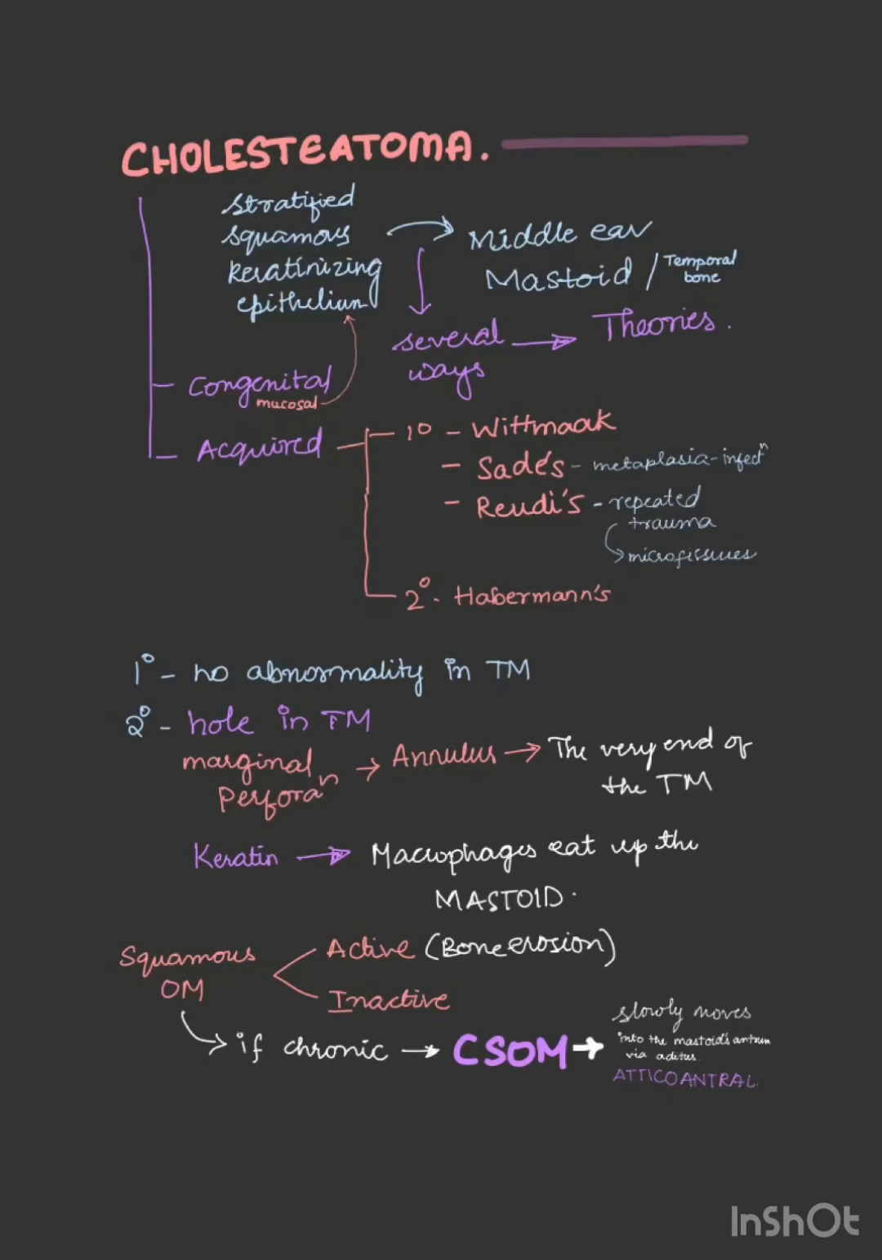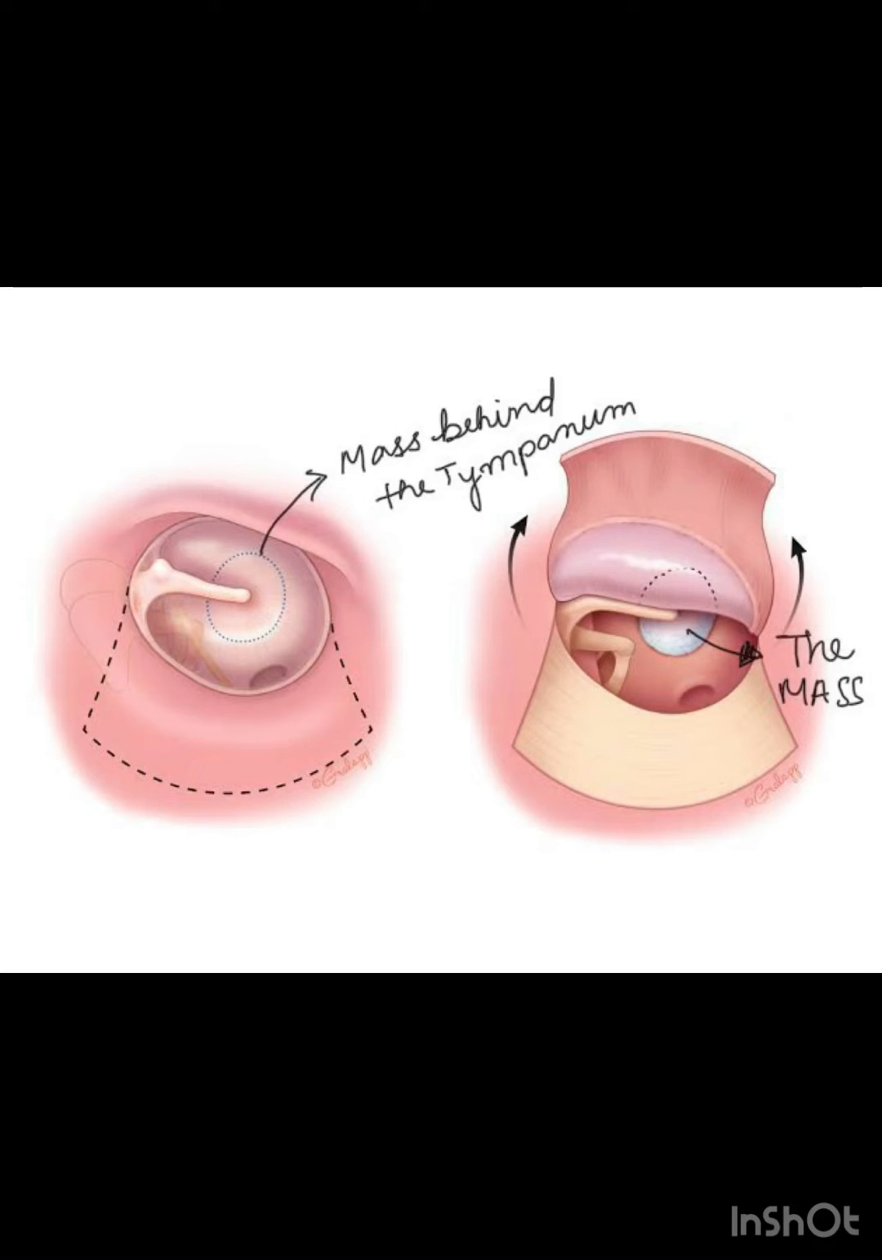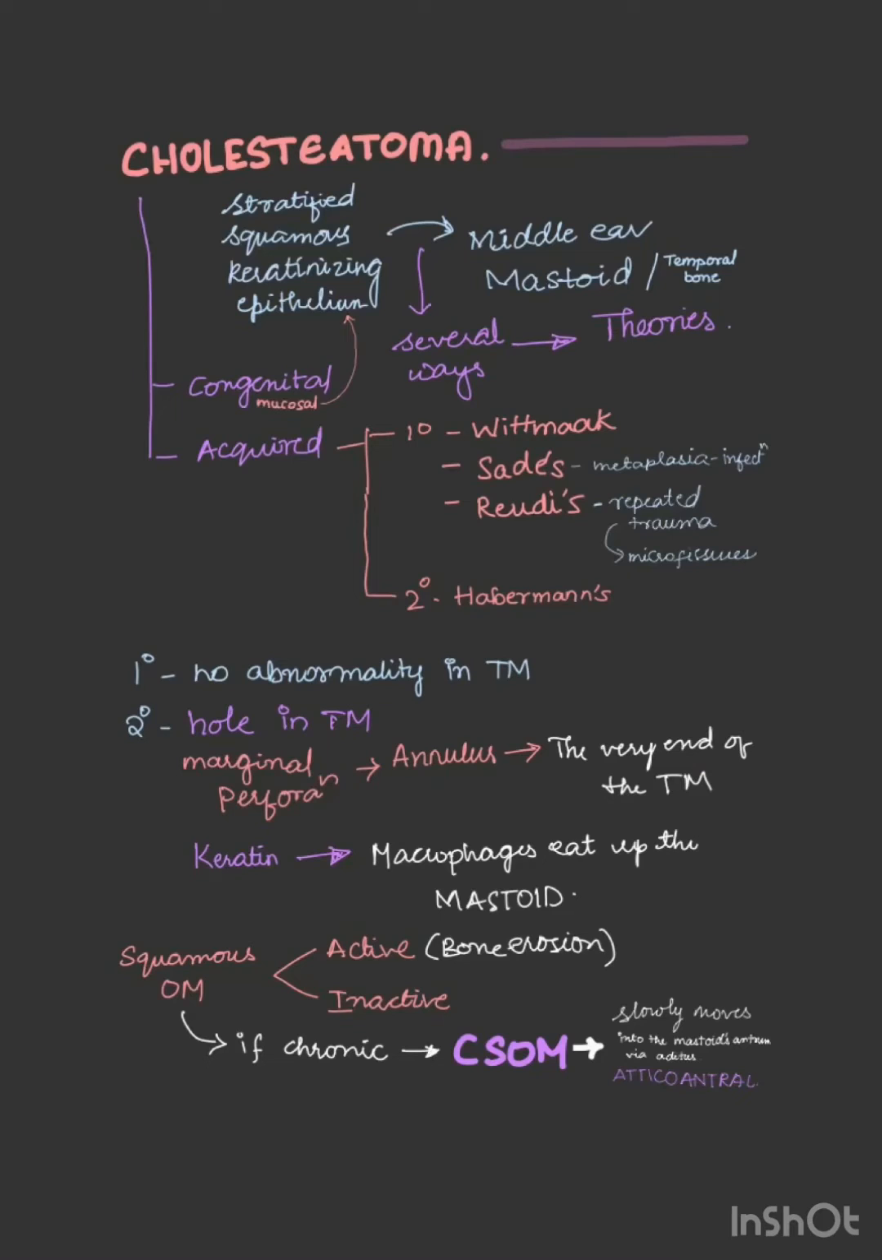In congenital cholesteatoma, this keratinized epithelium comes into a place where there should have been mucosal epithelium. It presents with a mass behind the tympanum. In acquired cholesteatoma, we have primary and secondary.